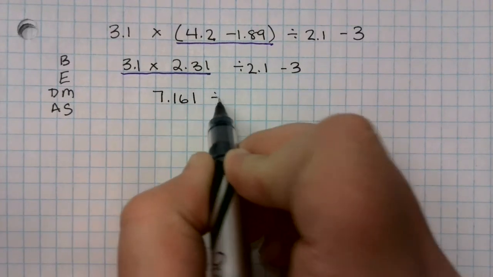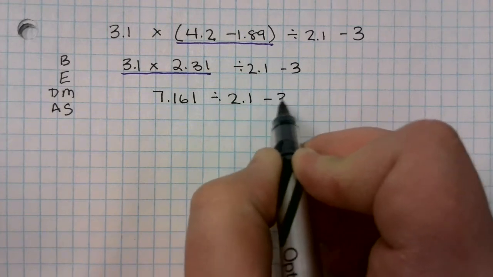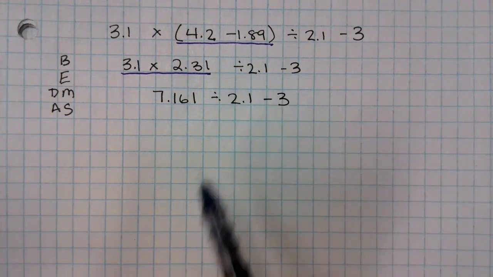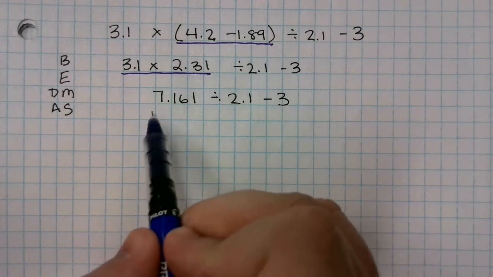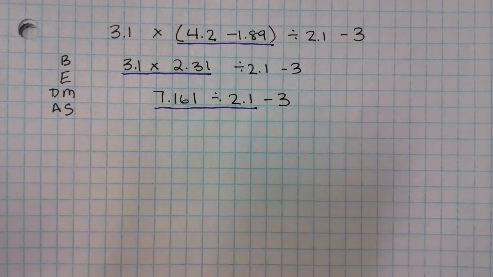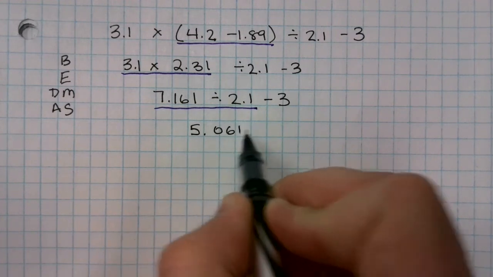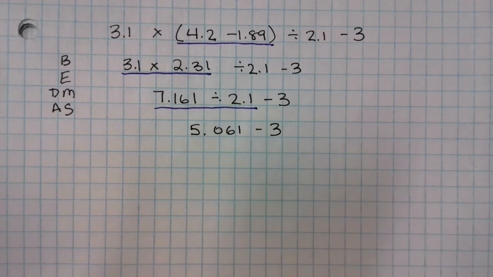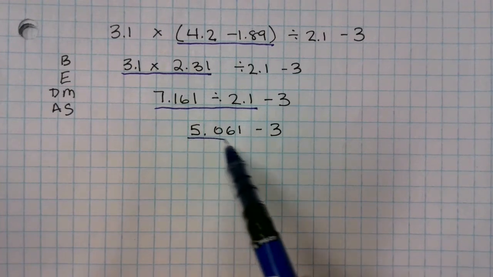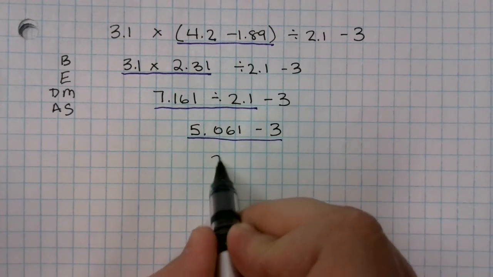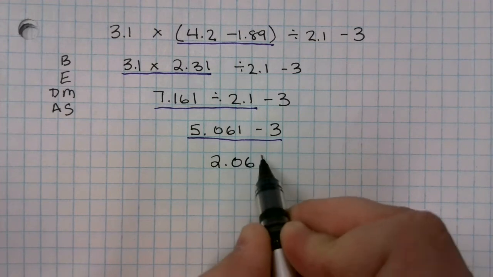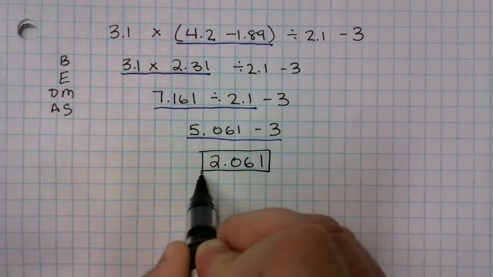7.161 divided by 2.1 minus 3. Now I have division and subtraction, so I'm going to do the division first. And I would get 5.061 minus 3. And finally, my last operation is the subtraction, which I can do to get a final answer of 2.061. Let's do one more problem that involves more than one operation inside a bracket.